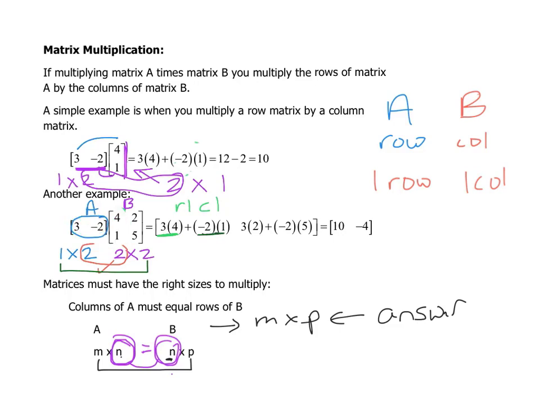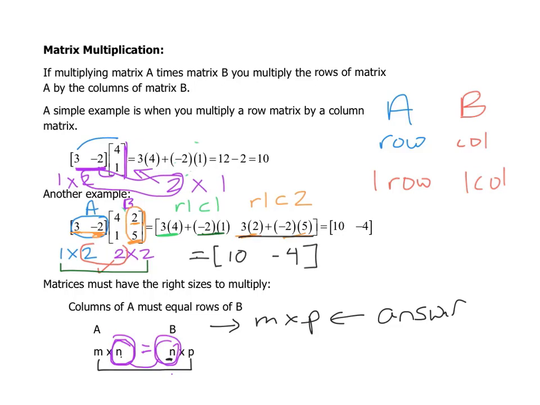Now let's look for the element that's in row 1, column 2. I'm going to take row 1 and multiply times column 2. So I'm going to have 3 times 2, that's what I have here, and negative 2 times 5, that's what I have here. So when I do this multiplication and then simplify things, 12 minus 2 is 10, and then 6 minus 10 is negative 4.